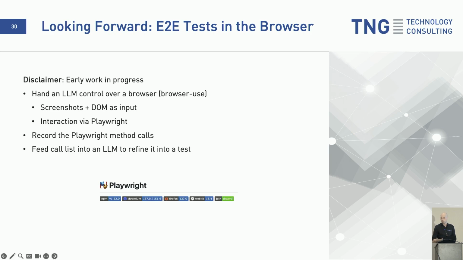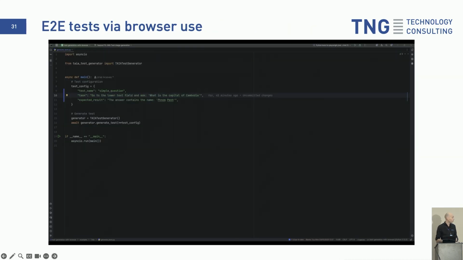And I mean, a natural candidate for doing these end-to-end tests, as you're probably aware, is Playwright, for example. And how this looks, I'm not sure how readable this is. I hope somewhat. In this example, the unit under test is a chat interface. It's something we use internally, like ChatGPT. It's called the TNG AI assistant. And we configure this test to go to the lower text field and ask what is the capital of Cambodia, and then the answer contains the name Phnom Penh. Okay, so that's basically the whole test specification.